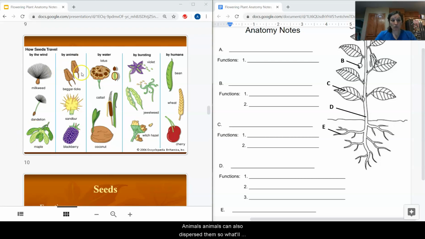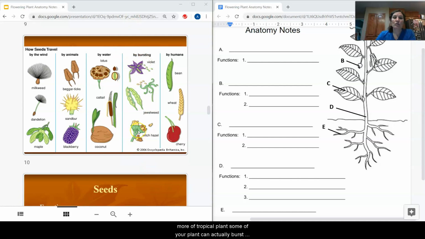Okay, animals. Animals can also disperse them. So what will happen here, and you've seen the burrs, if you've stepped in grass or something and gotten burrs on your sock. So these are going to be where they have adaptations to actually stick to an animal's fur, and then the animal runs away, and then maybe eventually it falls off the animal. So that would be a type of dispersal. Water can disperse them, so they can actually be carried by water. So coconut's a good example of that, more of a tropical plant.